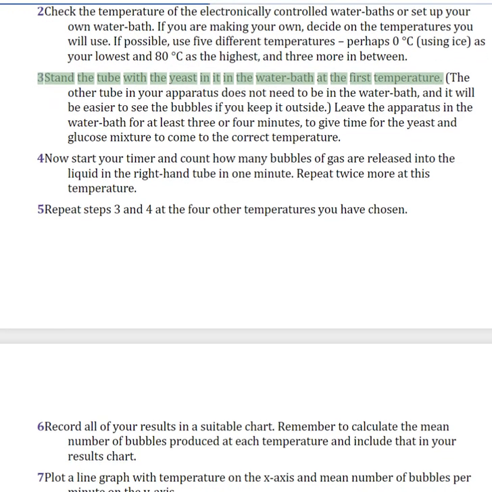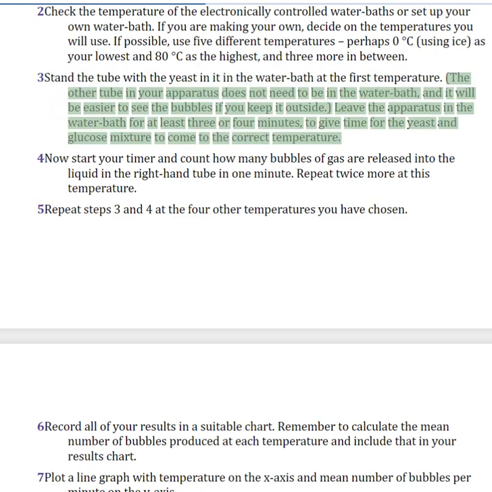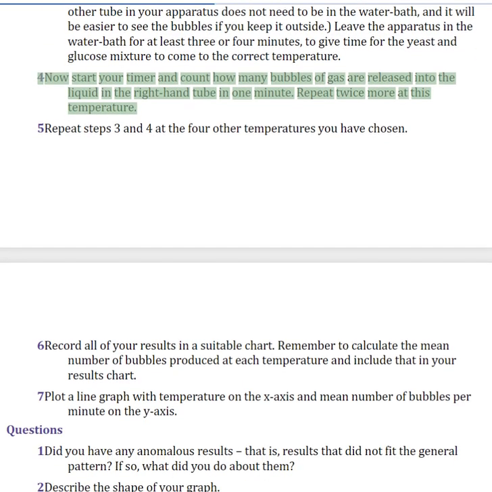3. Stand the tube with the yeast in it in the water bath at the first temperature. Leave the apparatus in the water bath for at least 3 or 4 minutes, to give time for the yeast and glucose mixture to come to the correct temperature. 4. Now start your timer, and count how many bubbles of gas are released into the liquid in the right-hand tube in 1 minute. Repeat twice more at this temperature.